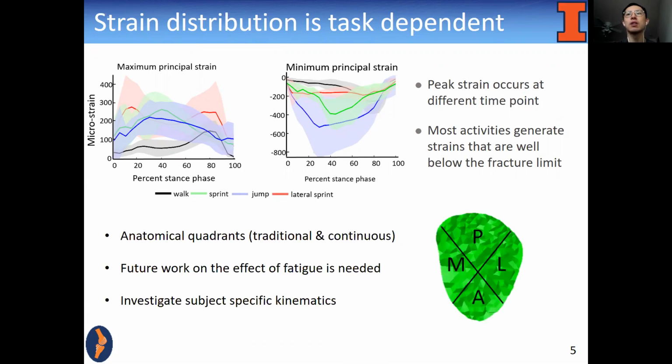And currently, we divide the bone section into 4 anatomical regions as anterior, posterior, medial, and lateral. However, based on our collaborators' clinical experience, we're currently considering to analyze the strain in a more continuous fashion. On the other hand, we will also consider the effect of fatigue on the strain distribution and also individuals' kinematic patterns on the movements in the future.